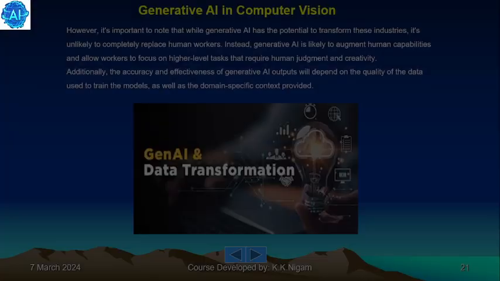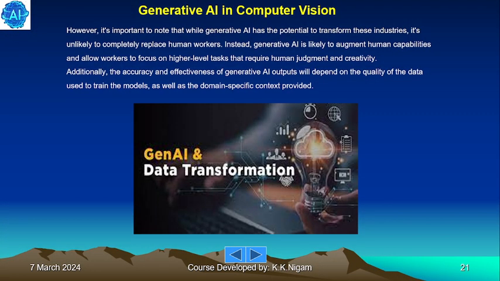these services. However, it's important to note that while generative AI has the potential to transform these industries, it's unlikely to completely replace human workers. Instead, generative AI is likely to augment human capabilities and allow workers to focus on higher level tasks that require human judgment and creativity. Additionally, the accuracy and effectiveness of generative AI output will depend on the quality of the data used to train the models, as well as the domain-specific context provided.